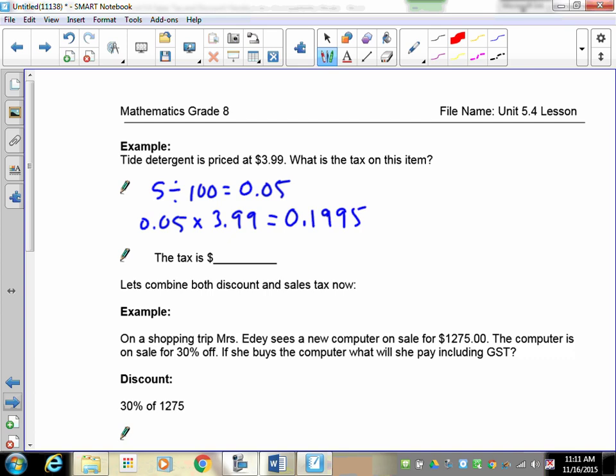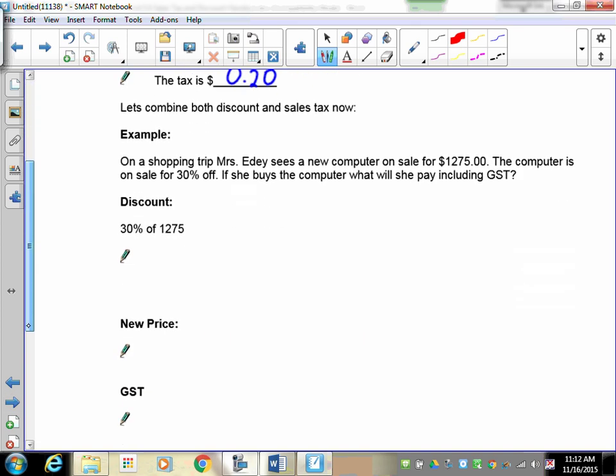Now we have a problem because this is money. All right, so there's your cutoff. This 9 becomes increasing this by a penny, so it's going to be 20 cents. That's our GST. I said price, it should be our GST. So our tax is 20 cents for this particular item. All right, we're going to do both of them.